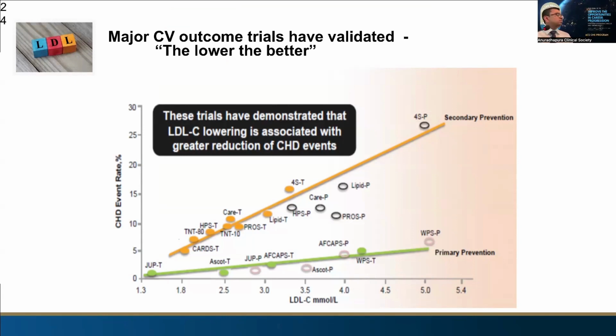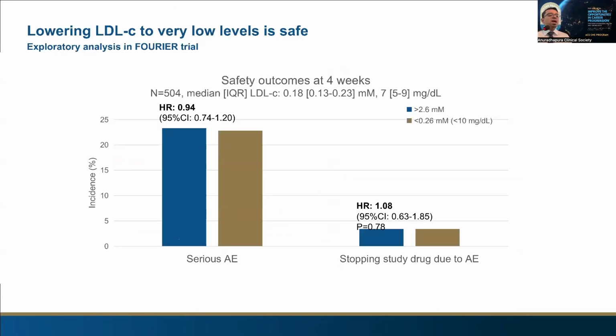Okay, so this is very clear beyond a doubt, and most of the trials have shown it without any hesitation. And what is the safest? Actually, there's no low level. The lower level is the best, and if you can achieve the lowest, that is supposed to be the best.